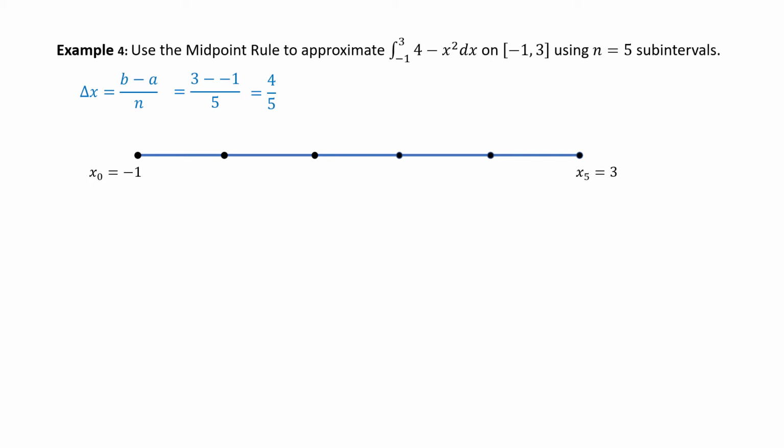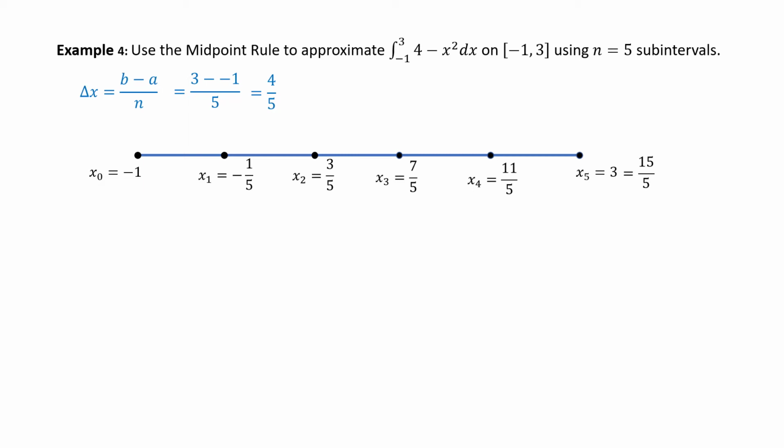So starting at -1, -1 plus 4/5 will give us x sub 1 equals -1/5. Add another 4/5 to that, x sub 2 equals positive 3/5. Add 4/5 to that, x sub 3 equals 7/5. Add 4/5 to that, and we'll get x sub 4, these are our grid points, equals 11/5. And for continuity, make sure you check 11/5 plus 4/5 is 15/5, which takes us to the 3.